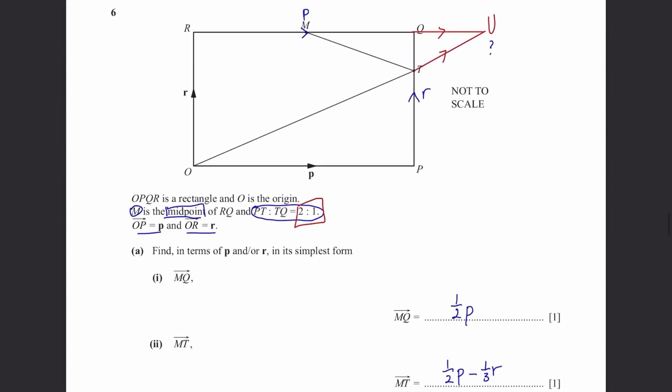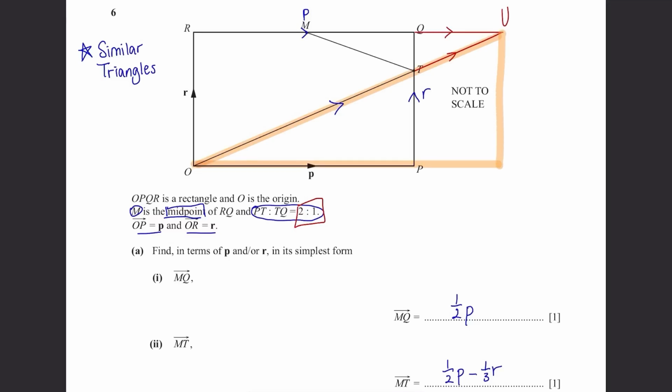Then, okay, you might try to calculate by adding up vectors, but for this question, you need to identify similar triangles. How do you find that? Focus on OU vector and you will see that you can form an imaginary triangle here like this. And this triangle is similar to this triangle OTP, but just a little bit bigger. The important point is that we know how much bigger it is.